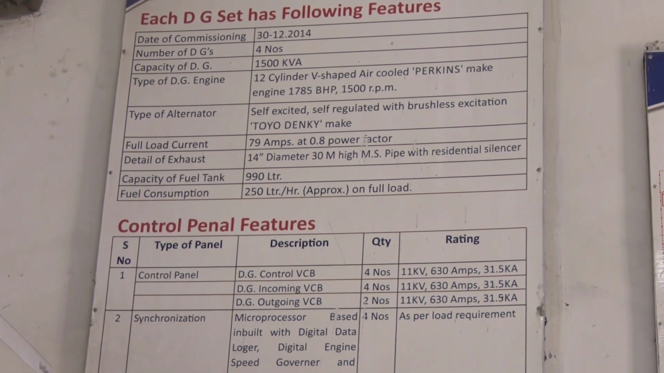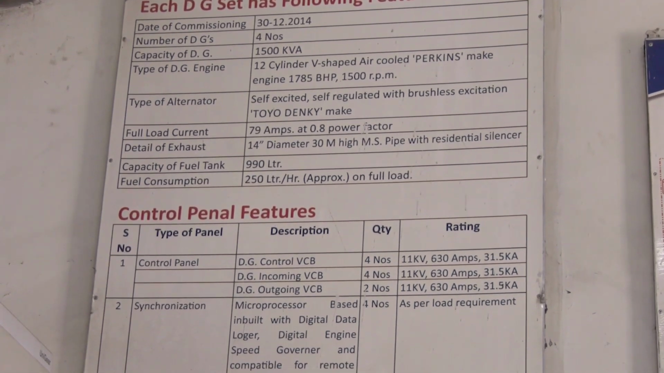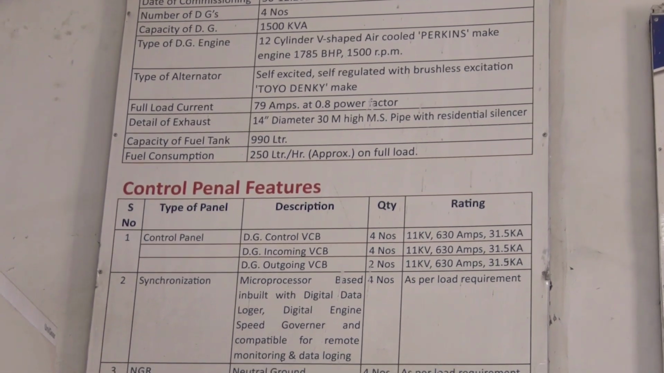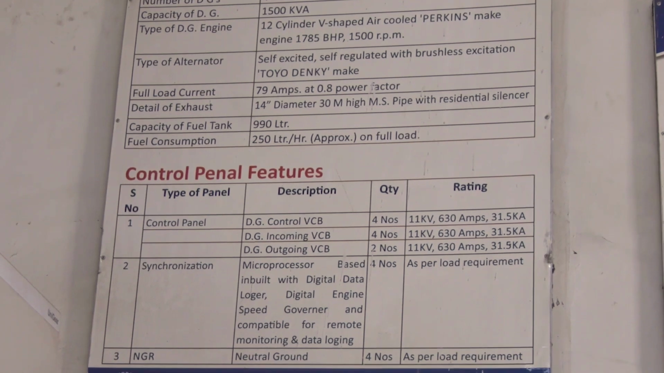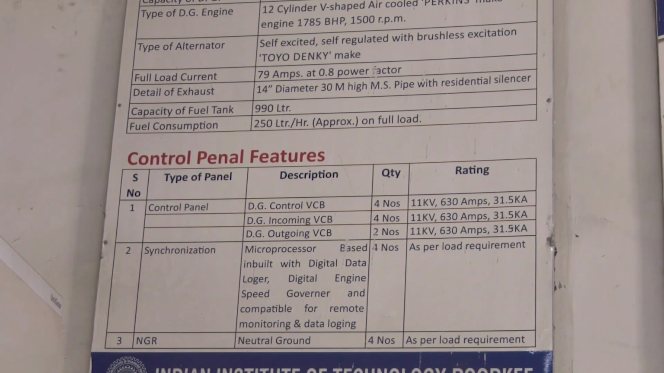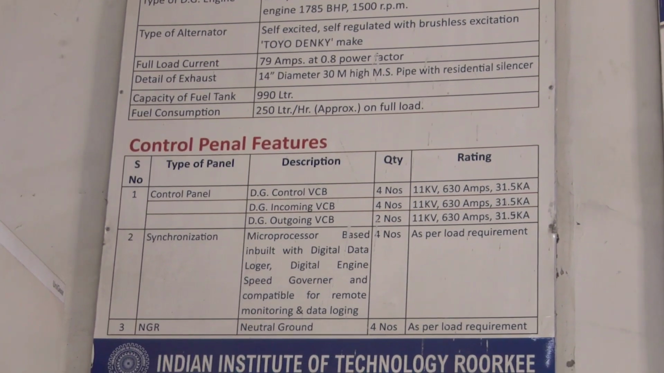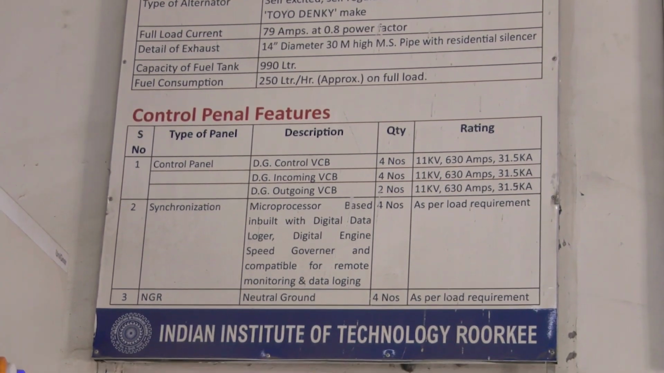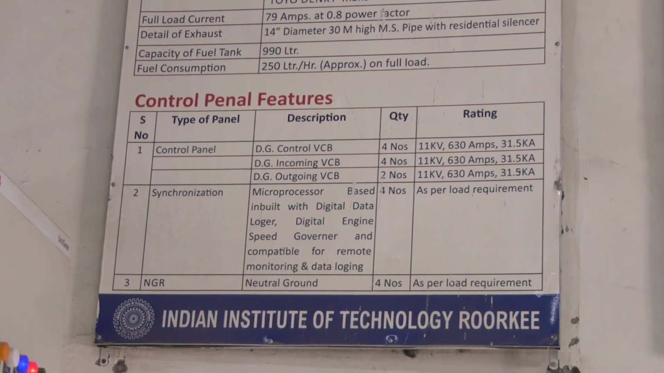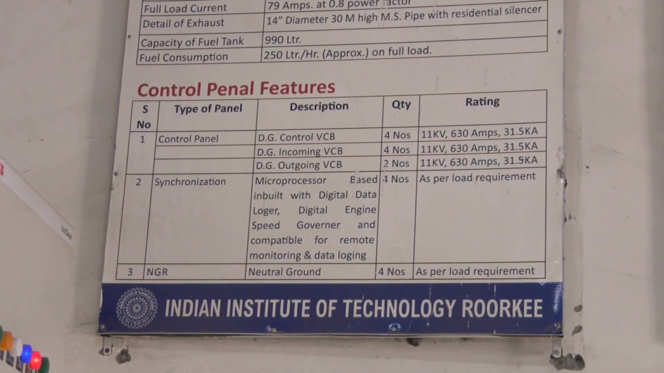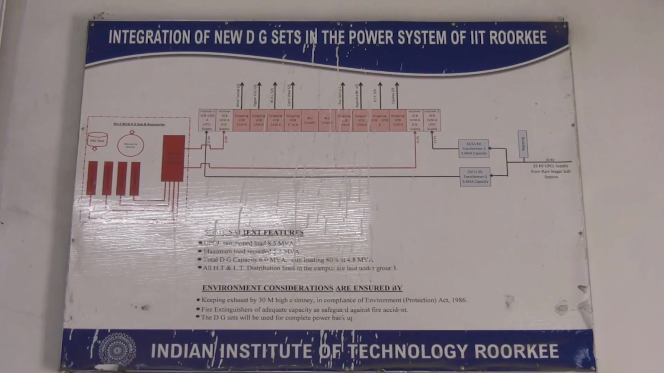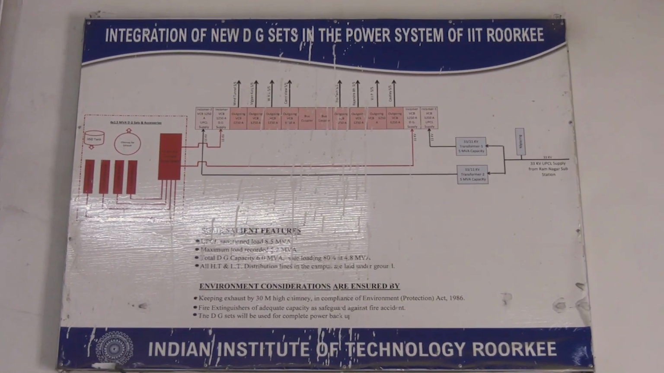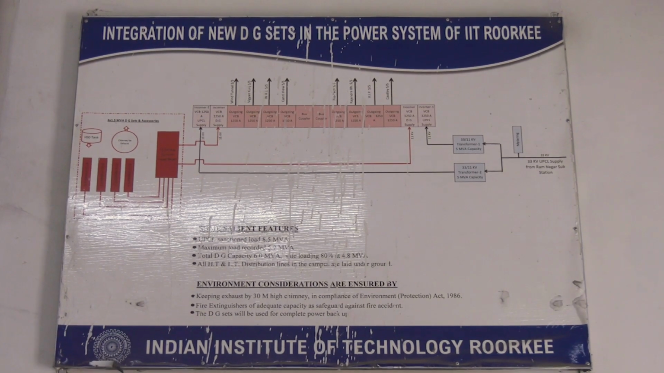The alternators are self-excited and self-regulated, featuring brushless excitation from Toyo Denki. These DG sets draw power from fuel tanks with a capacity of 990 liters, consuming approximately 250 liters per hour at full load. These features ensure reliable and efficient performance essential for our operations. Here you can pause and see how the 4 diesel generators are integrated into the power system of IIT Roorkee.